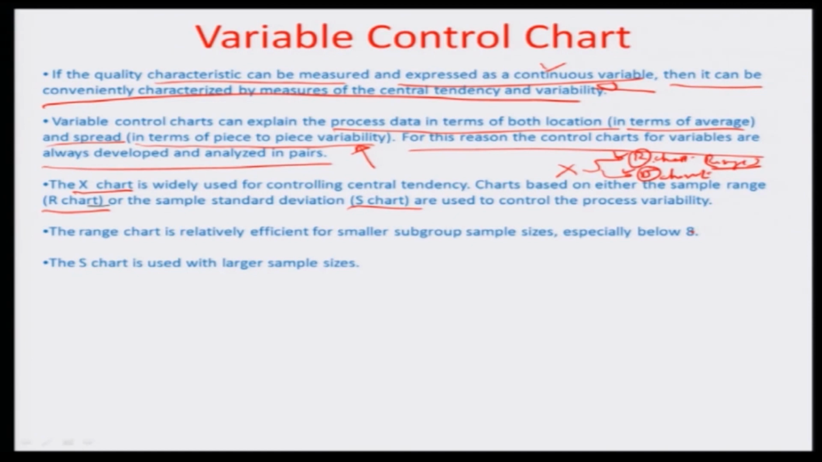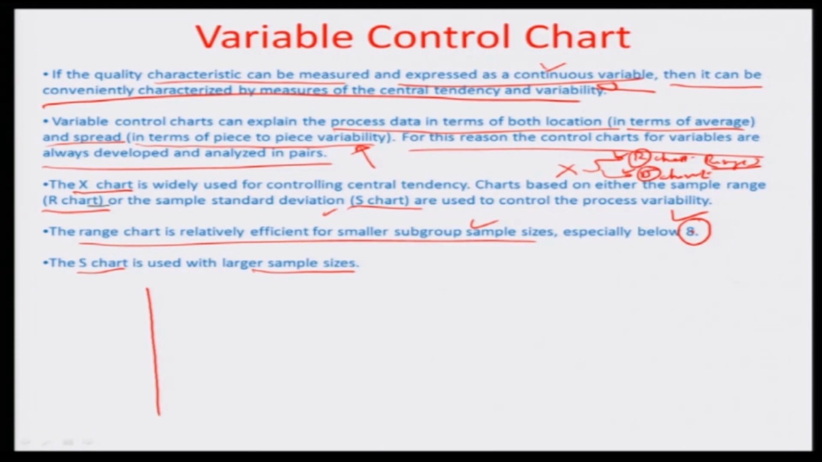So there is going to be an R chart and a sigma chart in the way that you represent all the X charts. The range chart is relatively efficient when smaller subgroup sample sizes are involved. I am going to show you how to plot a range chart in a real problem. Typically the subgroup sample size is below 8 for a range chart, but if it goes beyond 8 then the sigma chart, or the standard deviation chart, has to be called for. The sigma chart is also better known as the S chart. S stands for standard deviation, and it is typically used with larger sample sizes.